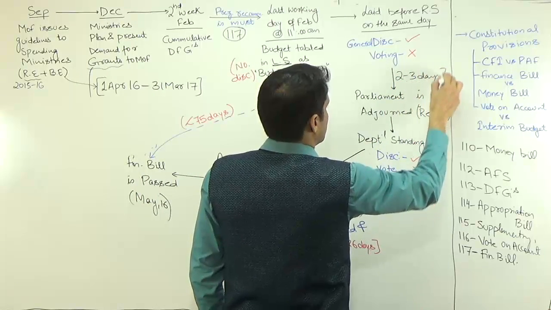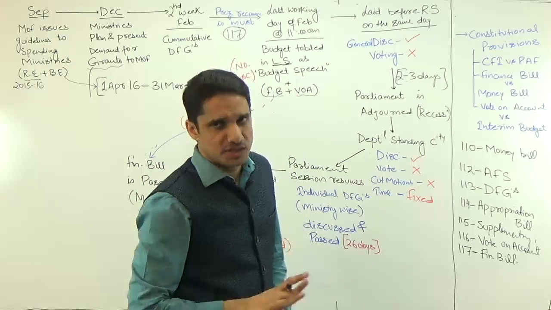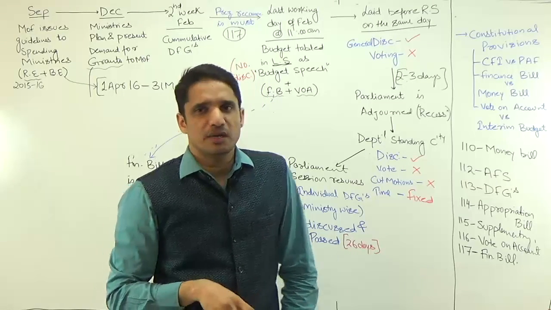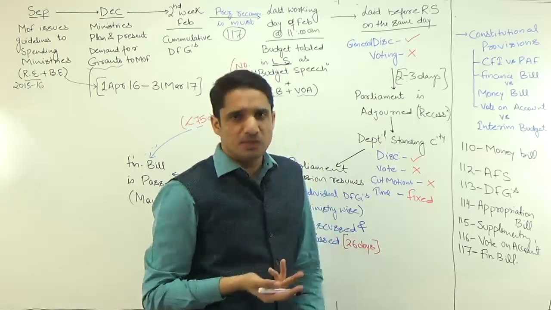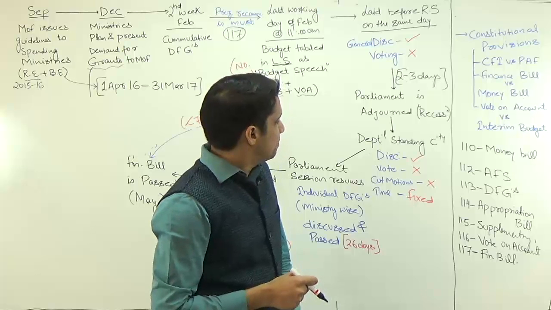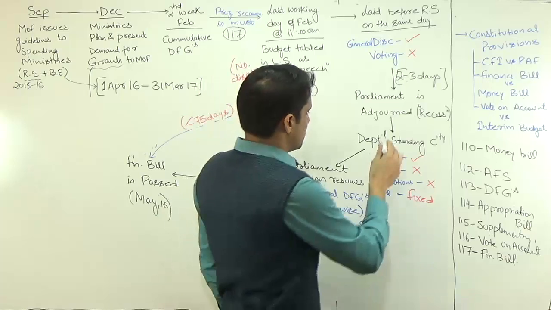That discussion is not a detailed discussion. It is a normal discussion. Then the Parliament is adjourned, or we can say the Parliament goes to recess, maybe for 1 month or as decided by the President. Then the budget goes to the departmental standing committees.